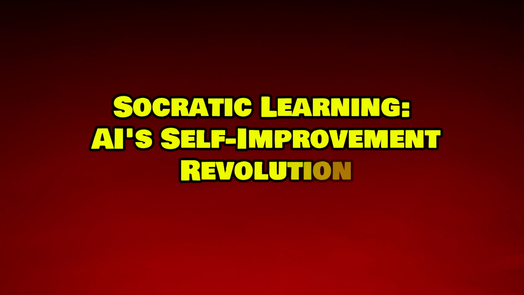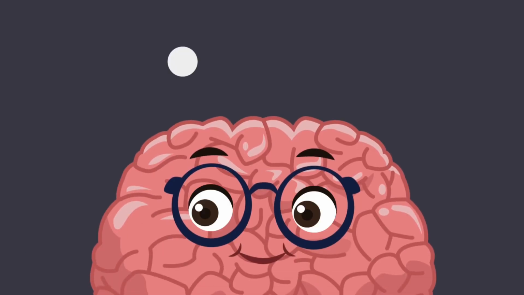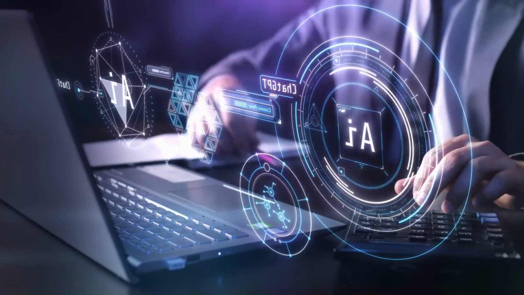Socratic Learning: AI's self-improvement revolution. But wait, there's more. DeepMind has introduced a novel concept known as Socratic Learning, a method where AI systems improve themselves through structured language-based interactions, or as they call them, language games.